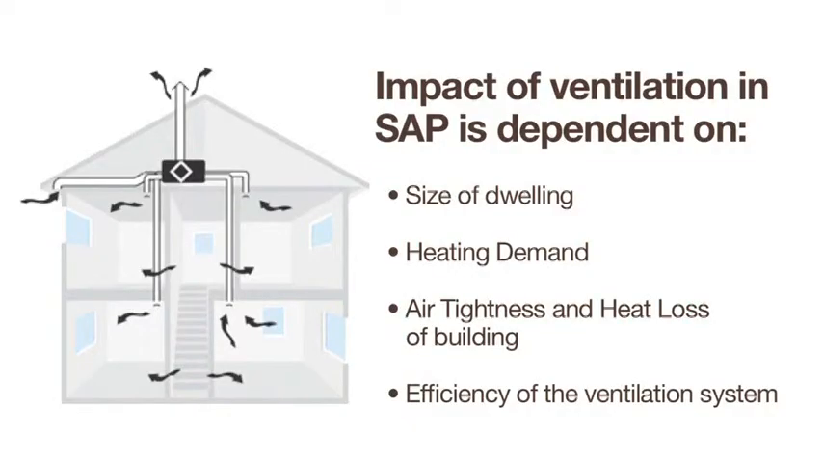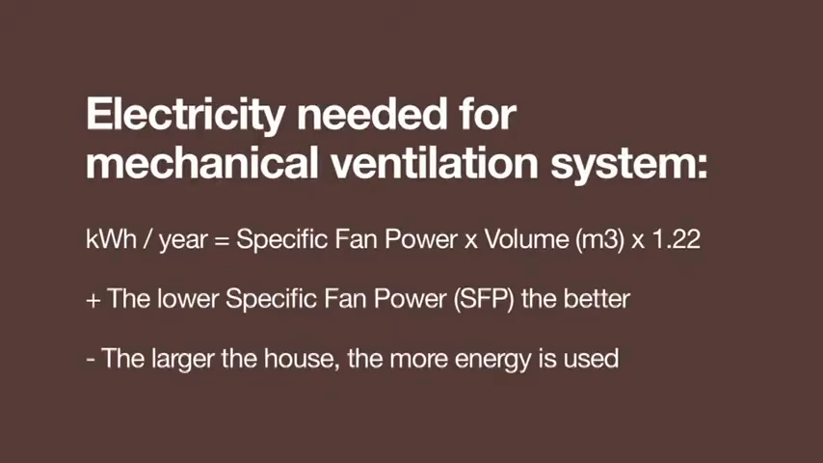Both continuous extract and whole house heat recovery can represent an improvement in the SAP calculation. However, this will be heavily dependent on the size and heat demand of the dwelling, along with the chosen make and model of the ventilation system. Some models are much more efficient than others, and as a general rule, the larger the property, the smaller the improvement the ventilation system will have on the SAP calculation. This is due to the fact that a larger ventilation system tends to use more electricity.